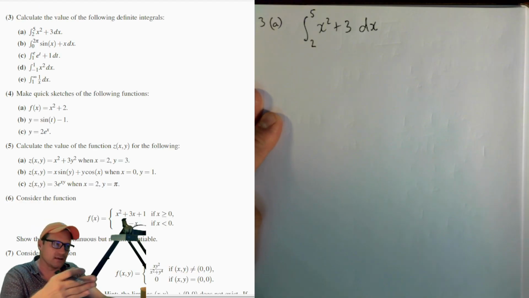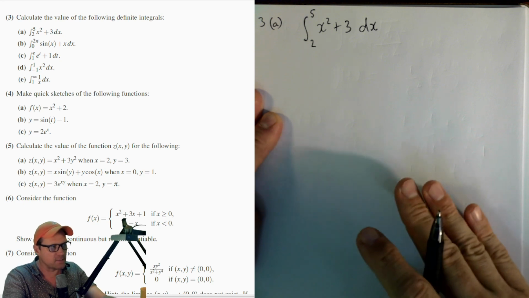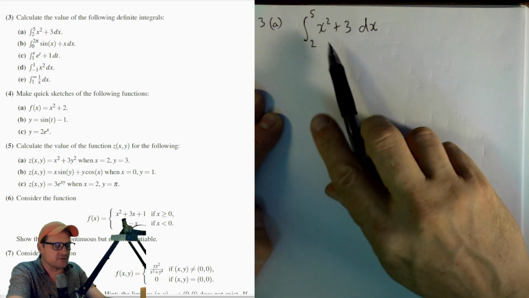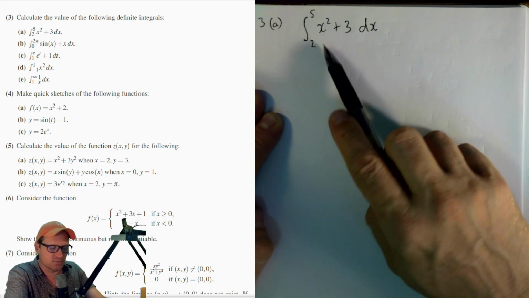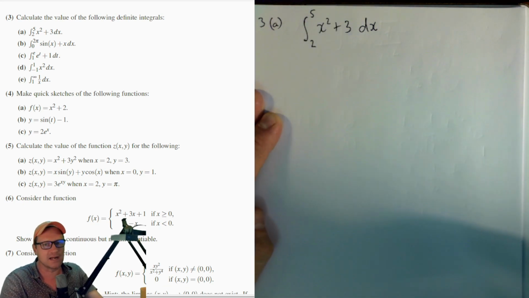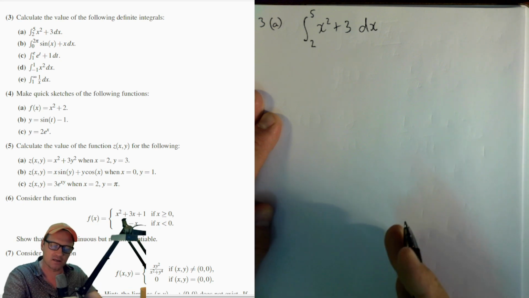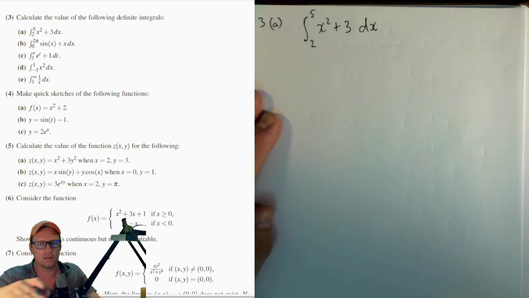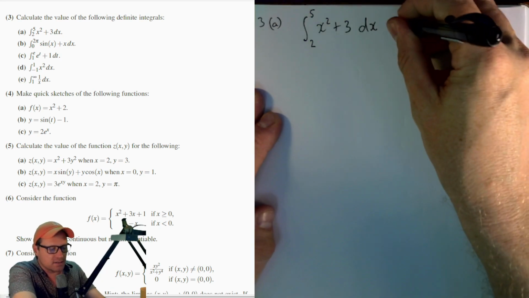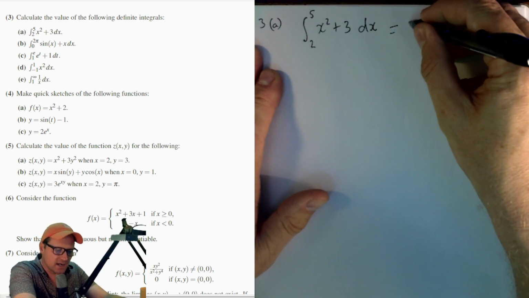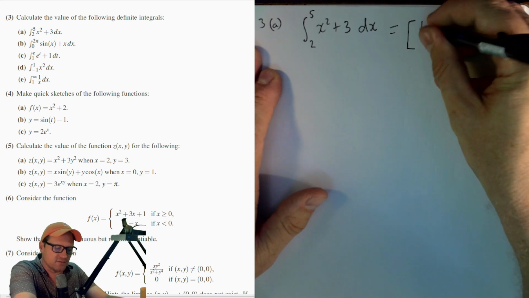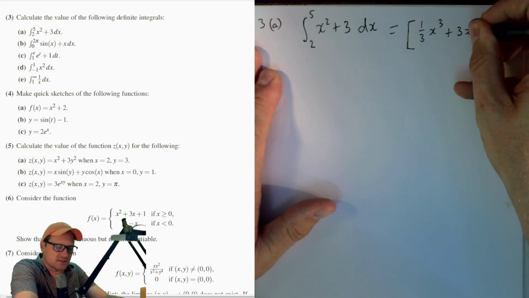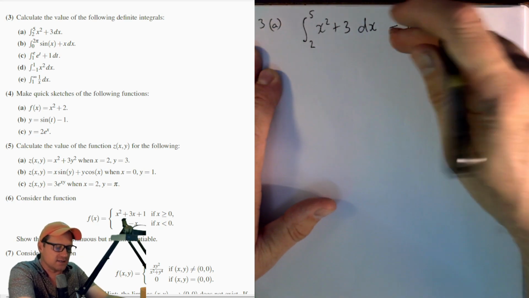Okay, question 3, we are doing some fairly elementary definite integrals. So let's start with part A. Calculate the definite integral of x squared plus 3 between 2 and 5. So this is an area under a curve between x equals 2 and x equals 5, provided all of this is above the x-axis, which it is. Okay, and so here we have integrating x squared gives 1/3 x cubed. Integrating 3 is 3x. And then our brackets go around this.